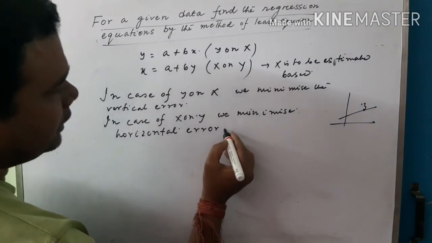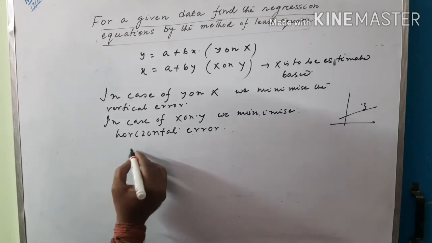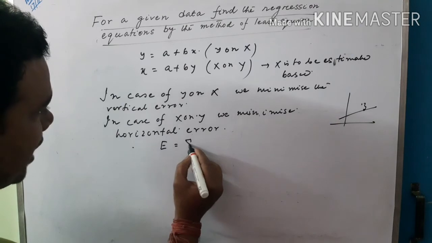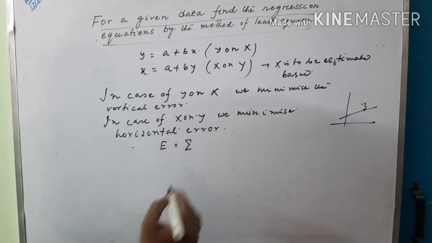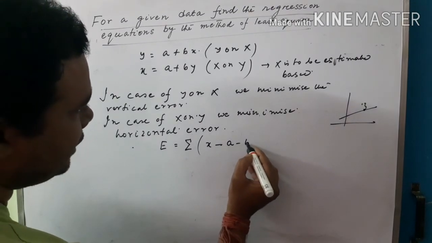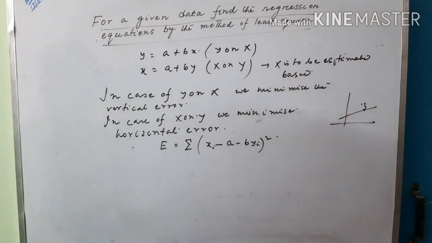This is the reason the two regression equations are different. Now we shall discuss the two normal equations of x equals a plus by. For the first one, the same process: E equals sigma, i equals 1 to n, (x minus a minus b y_i) whole squared.